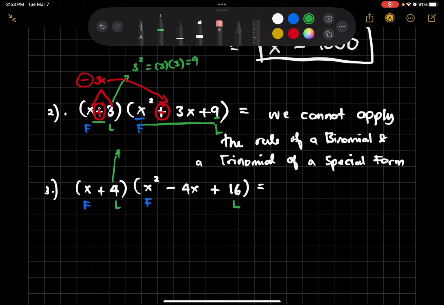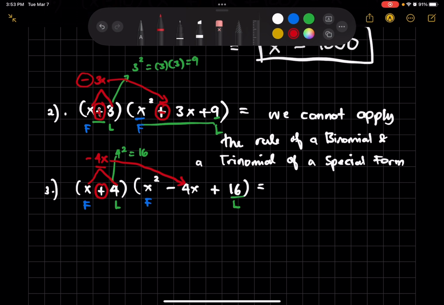So, tama siya doon. And next characteristic, the opposite of the product ng ating 4 at saka x. So, 4 times x, that's 4x. And opposite ng plus dito is minus. Okay? So, tignan natin kung pareha siya dito. So, pareha siya. So, ngayon, dahil na-meet yung 4 characteristics, we can now apply the rule of a binomial and a trinomial of a special form here.